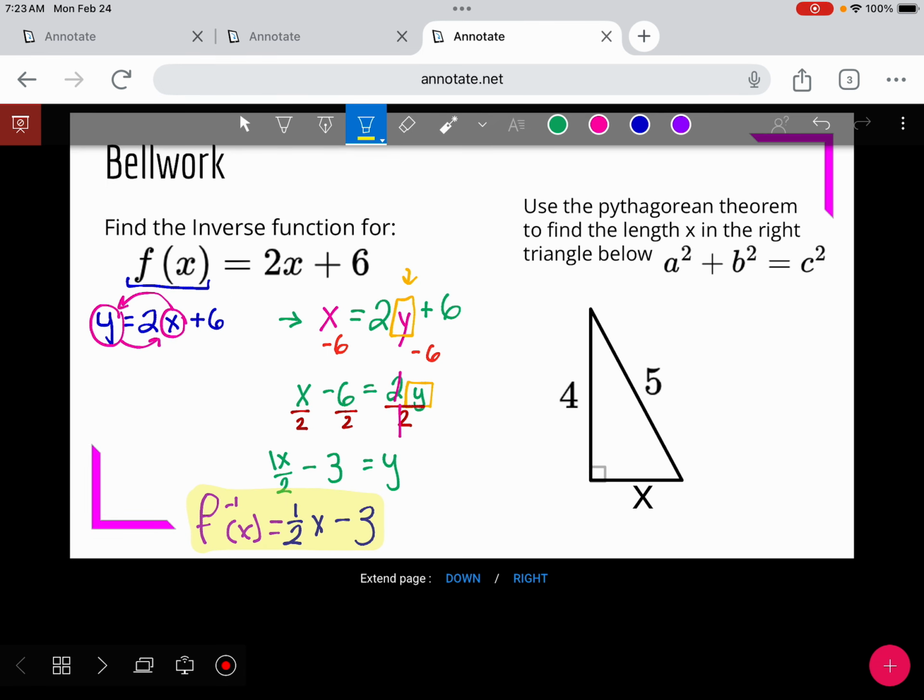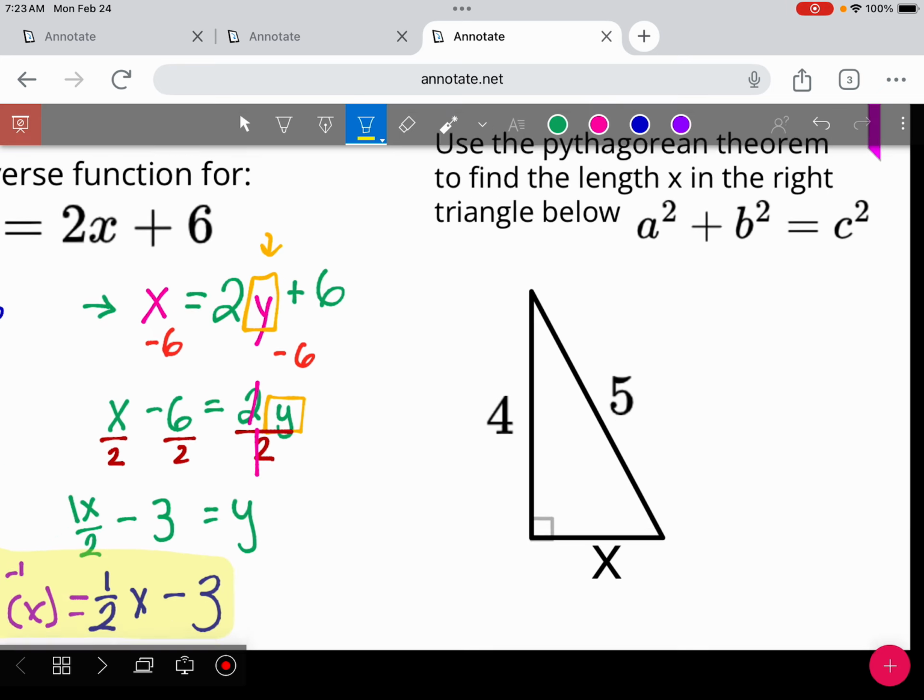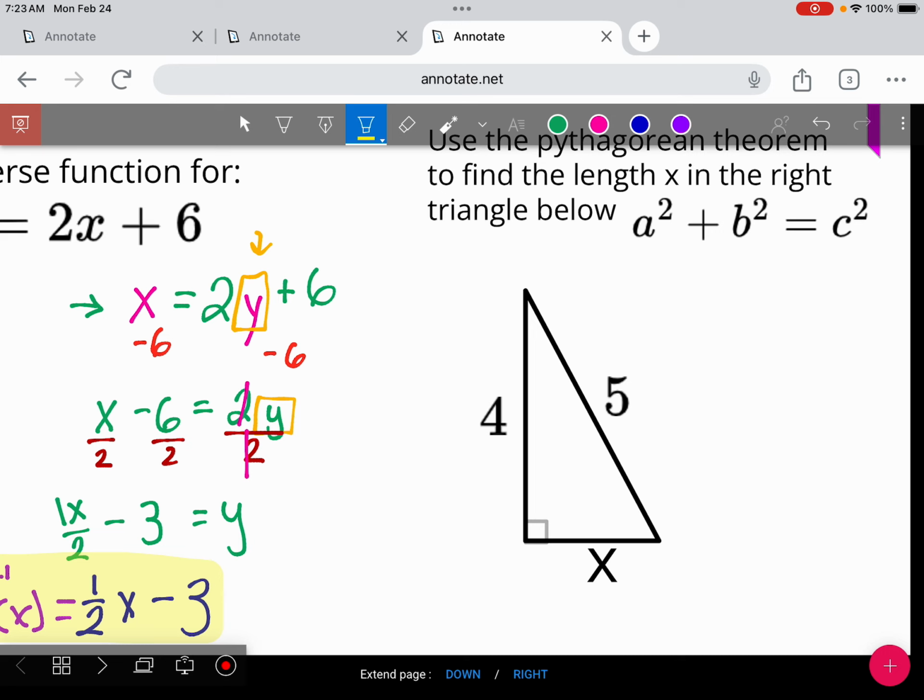Okay, then we went old school geometry for our other bell work problem, because we do have SATs coming up in a couple of weeks, on the 6th of March, which is in like 2 weeks.